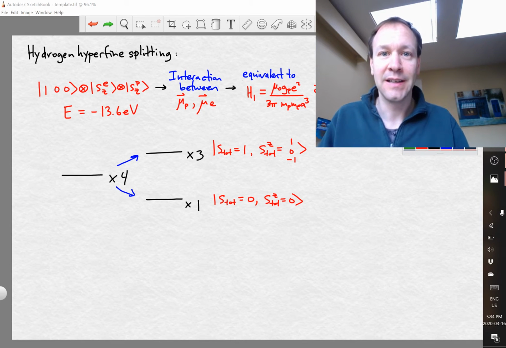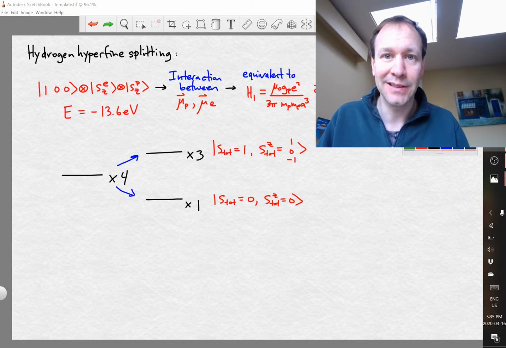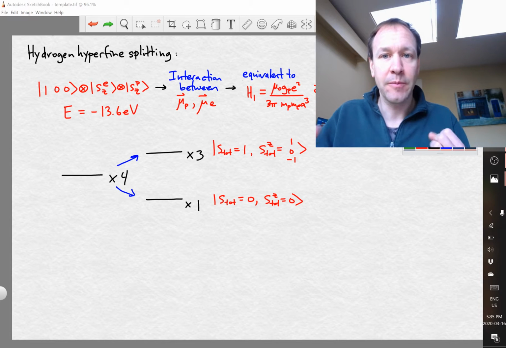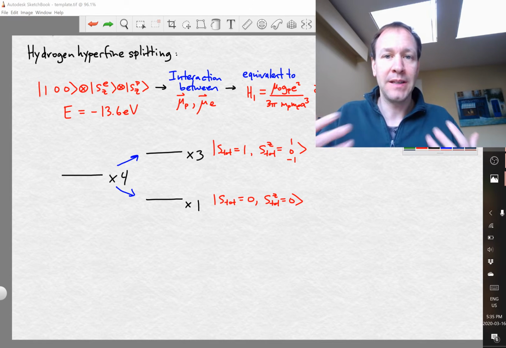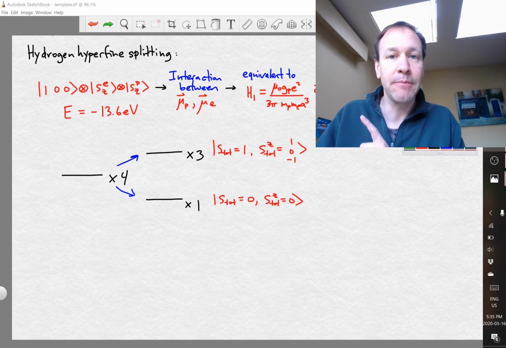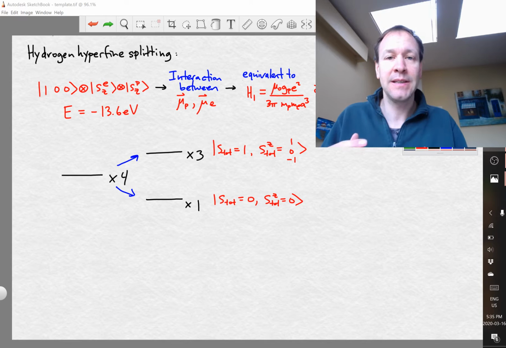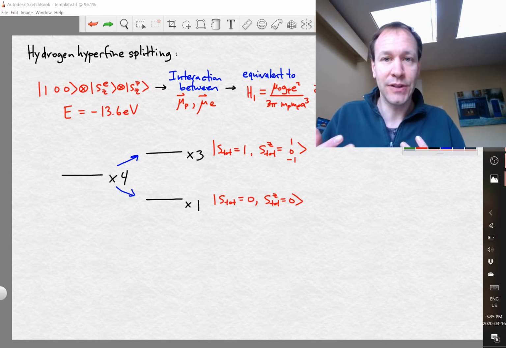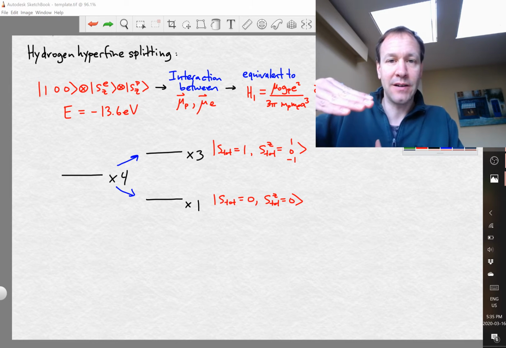All right, we're back. So now we're going to talk about the physical implications of what we just learned about the ground states of hydrogen. We just understood that the fact that the electron and the proton have spins means that you get four states for the 1,0,0 state, or four basis elements. And the fact that the magnetic moment of the electron and the magnetic moment of the proton interact with each other means that those four states actually get split. We get two different energy levels.